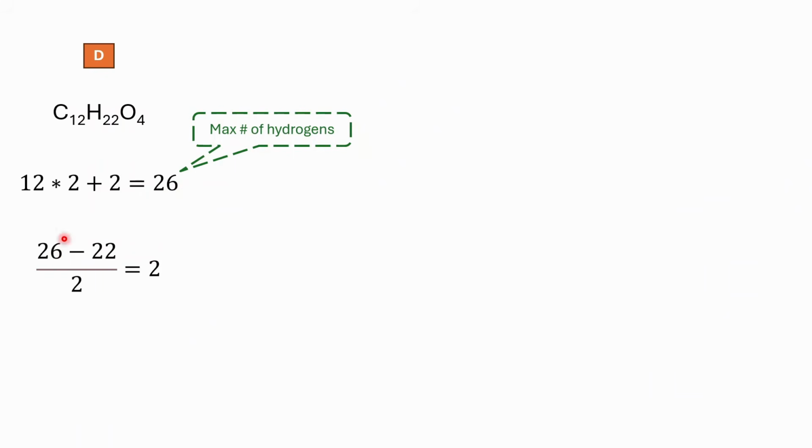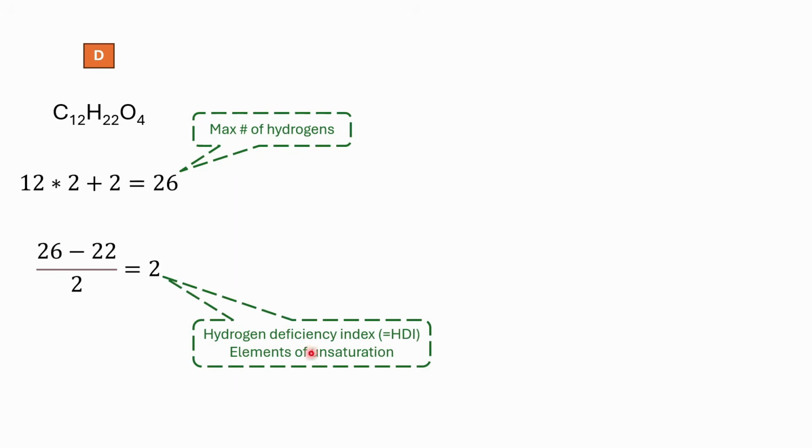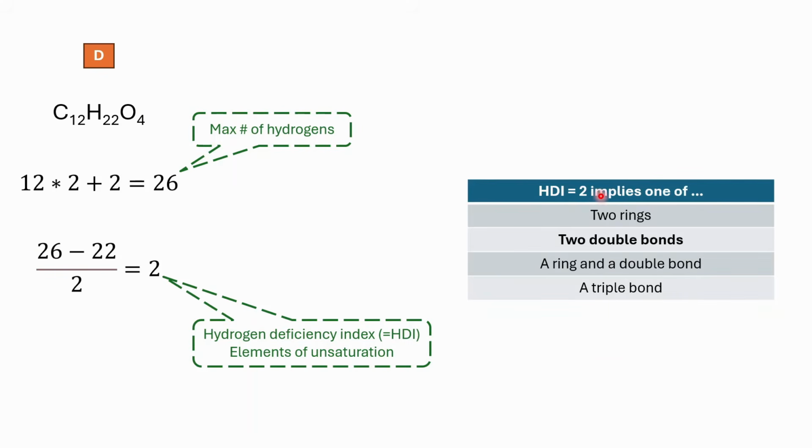So the difference between the maximum number of hydrogens and the number of hydrogens that exist in the compound, divided by 2, gives us the hydrogen deficiency index, or you can call it elements of unsaturation as well. And oxygen and sulfur, we don't usually count them in the HDI calculation. And halogens, fluorine, chlorine, bromine, and iodine, we treat them as hydrogens when we try to find out HDI. We will have a lot of examples where we will need to calculate HDI because it actually gives some structural information.